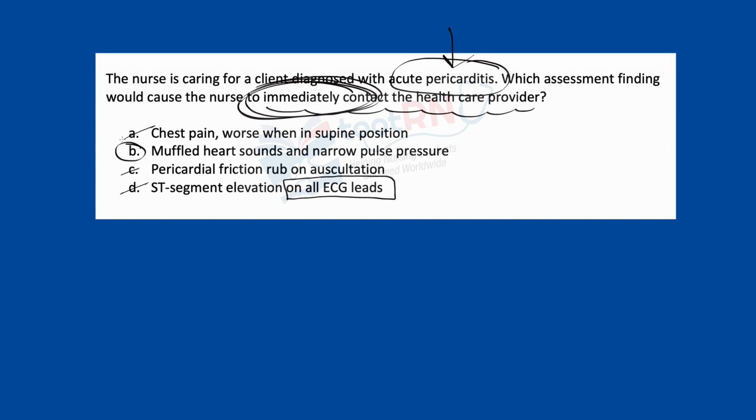The correct answer here is B. This is indicating a cardiac tamponade, which is an emergency. We have to jump on top of that right now because we know that we are presented here with a scenario of someone whose heart, the squeeze, the pump, the function is compromised.